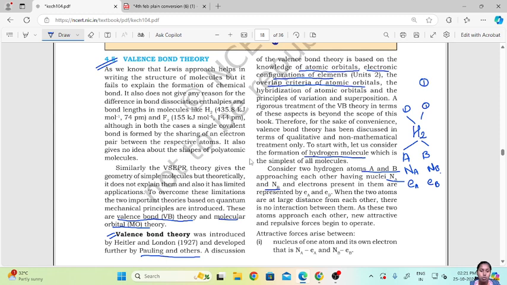As these two atoms start approaching each other, when they are far apart they won't interact. But as they come closer and closer, there is an attractive and a repulsive force which begin to operate. Some of them will attract, some of them will repel. So there are attractive and repulsive forces that begin to operate between them.